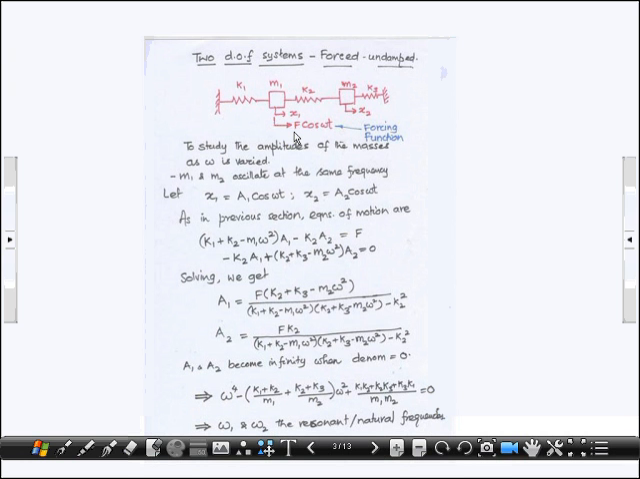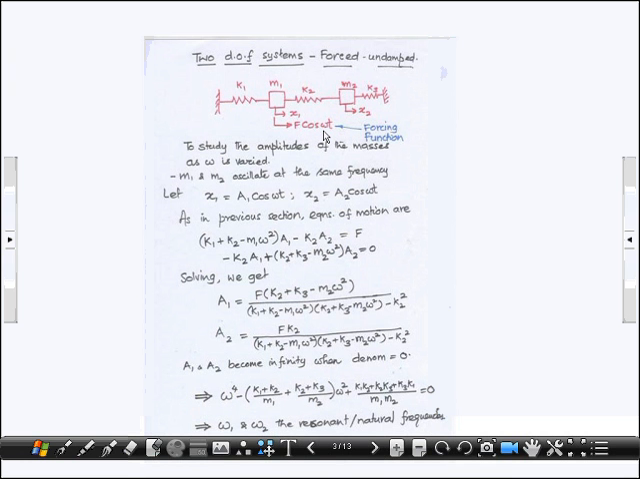As I was mentioning earlier, the main difference between a forced vibration system and a free vibration system is that in the case of forced vibration, the whole of the system will be vibrating at the frequency of the forcing function. In this particular case, it is omega. In the case of free vibrations, under certain initial conditions, the whole system will be vibrating at one of the natural frequencies. Whereas in the case of forced vibration, it will be vibrating only at the forcing frequency omega.